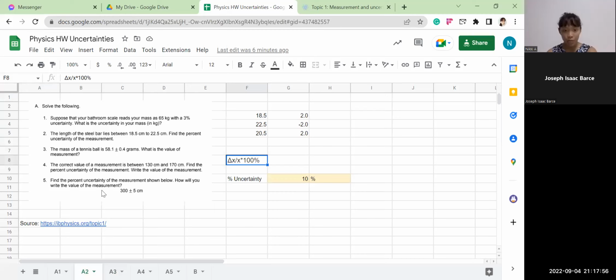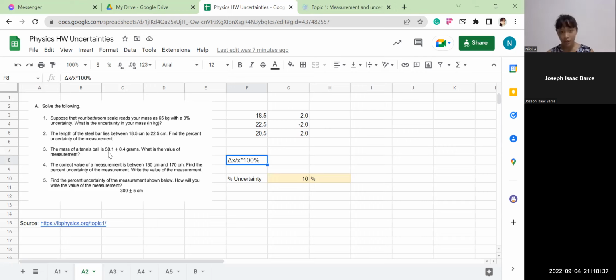In number 2, the given values were 18.5 and 22.5, the highest and lowest values. Then we found x and delta x. How did you find x in number 2? I took the average of the two. Very good. How did you find delta x? The difference between the average and the highest and lowest value. Very good. Now, let's go to number 3.